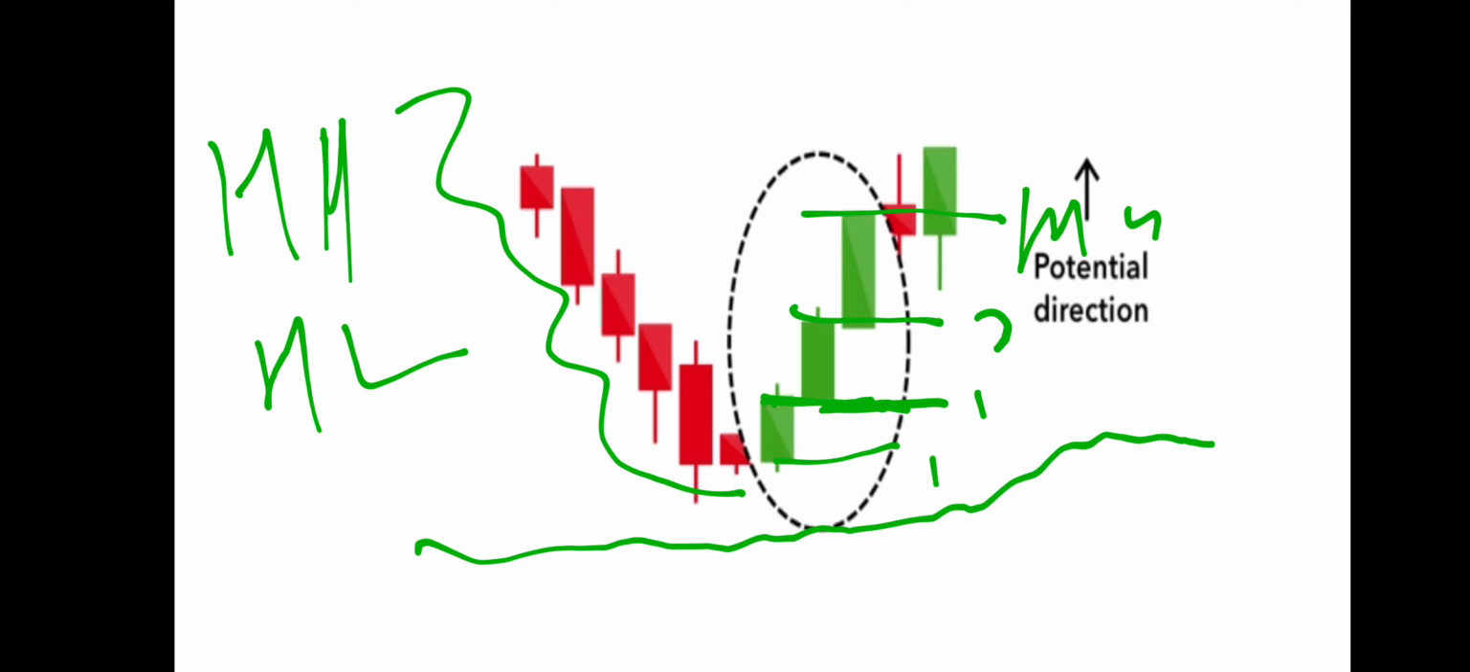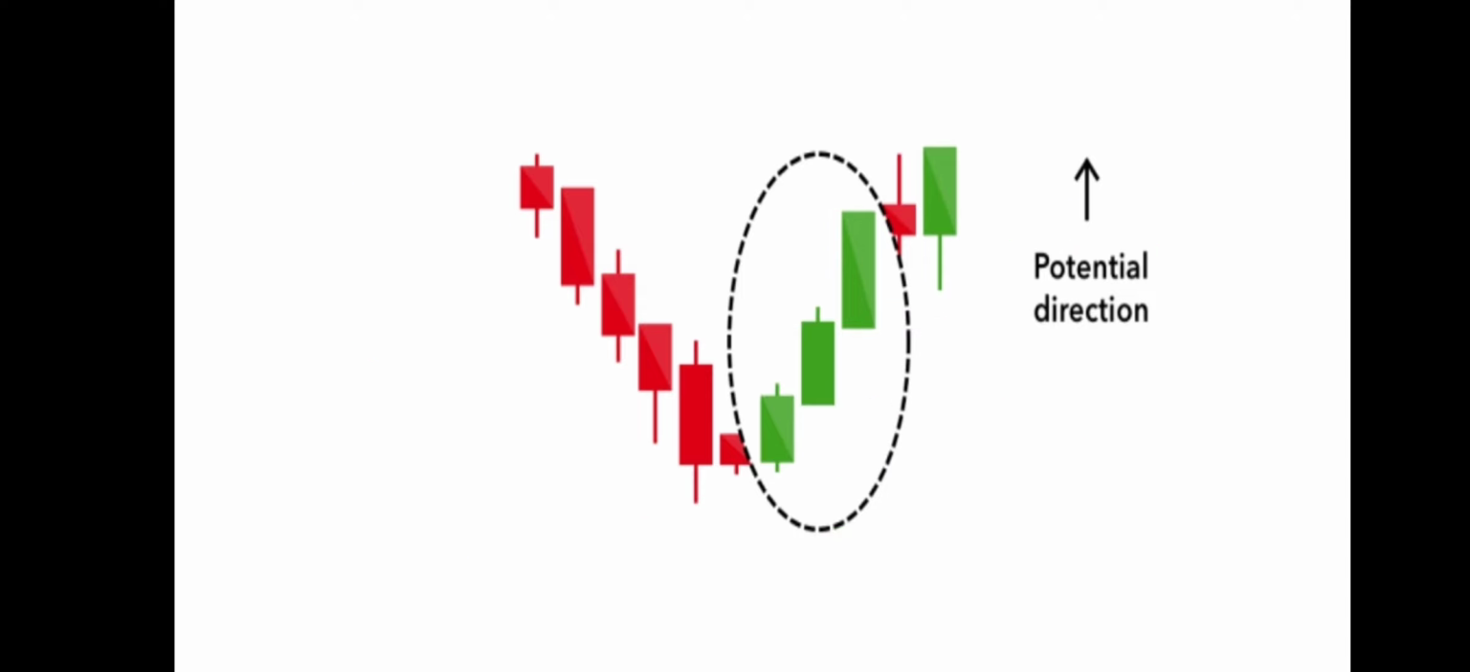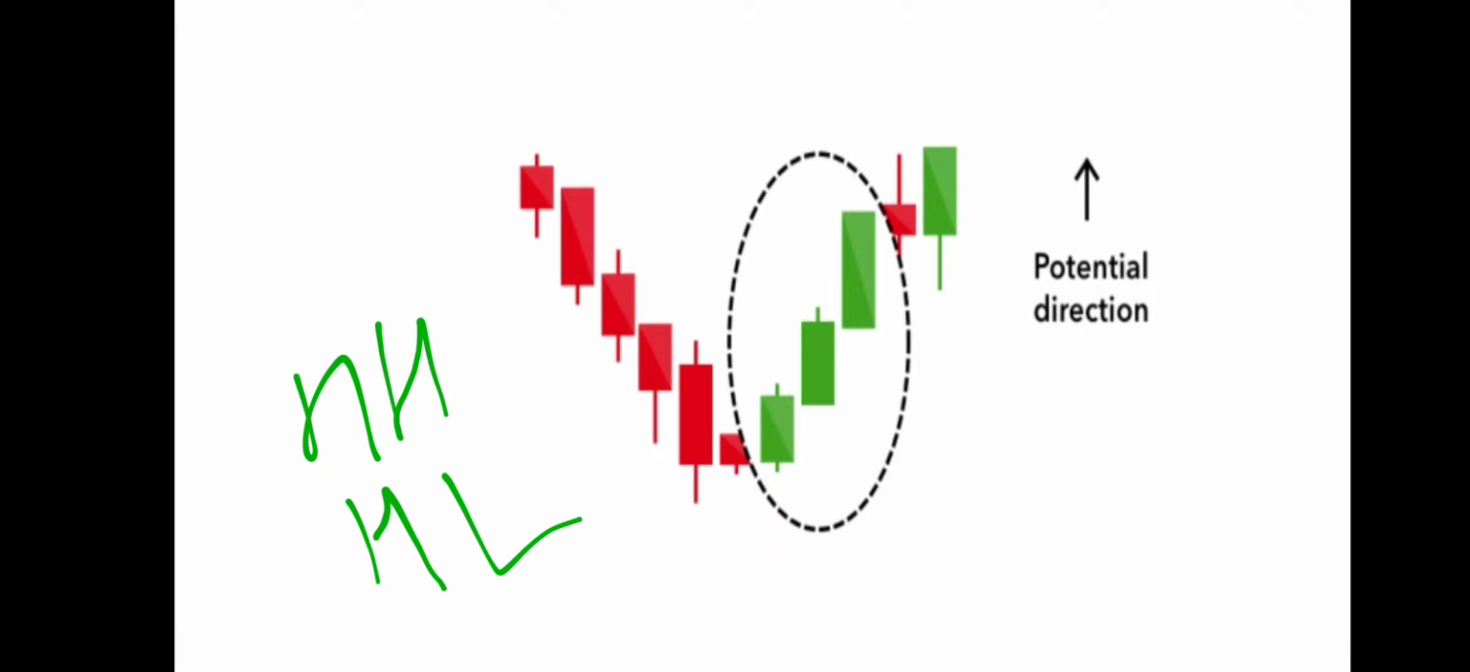If you see there is a downtrend in any stock, and after a downtrend you see this type of pattern, where continuously there are three bullish candles and they make higher highs and higher lows, it will be a strong sign that the potential direction is upward, and you can enter and you can get a huge profit in this pattern.